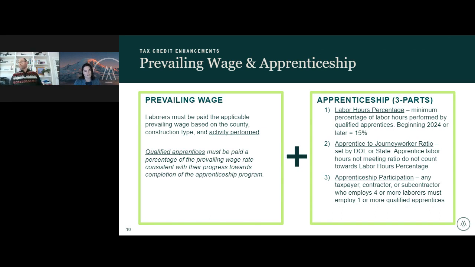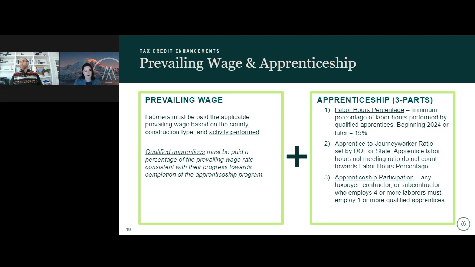So addressing first, prevailing wage. Laborers must be paid the applicable prevailing wage based on the county, construction type, and activity performed. That applicable prevailing wage is determined by the Department of Labor. You can find it on their website, sam.gov. Go to the wage determinations link. And within there, you're going to identify state, county, and construction type.